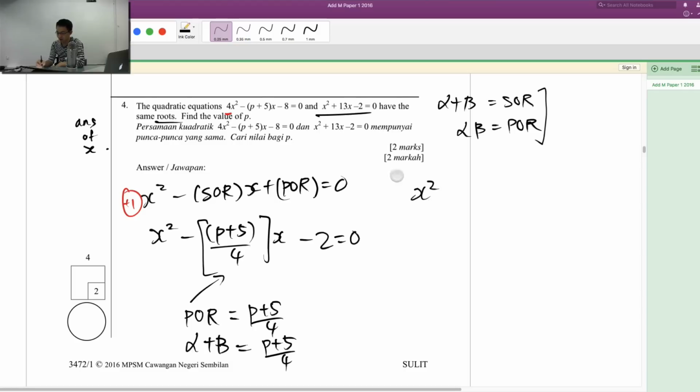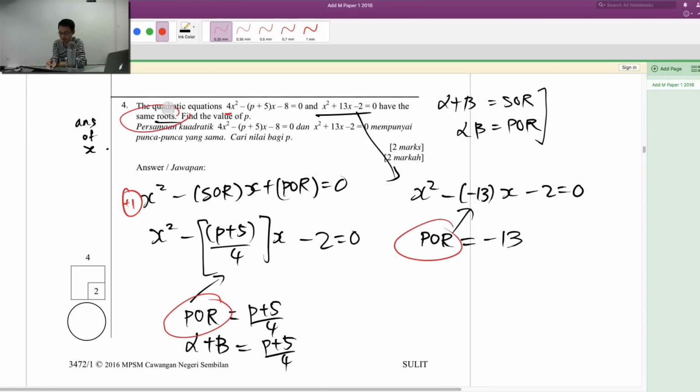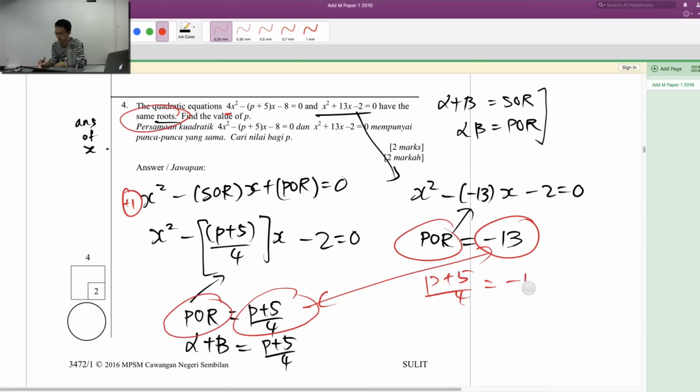And then from this equation, I will make the positive become negative: x squared minus 13 x minus 2 equals 0. So this is my product of root also, right? My product of root equals to negative 13. Because the question says they have the same product of root, definitely I can say this one equals to this one. So I will say p plus 5 over 4 equals to negative 13. So p plus 5 equals to negative 52. So p equals to negative 57.